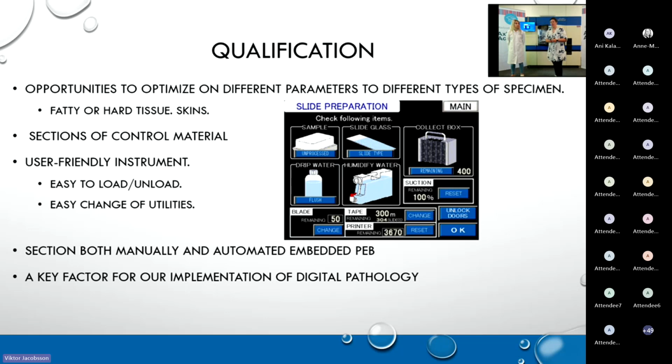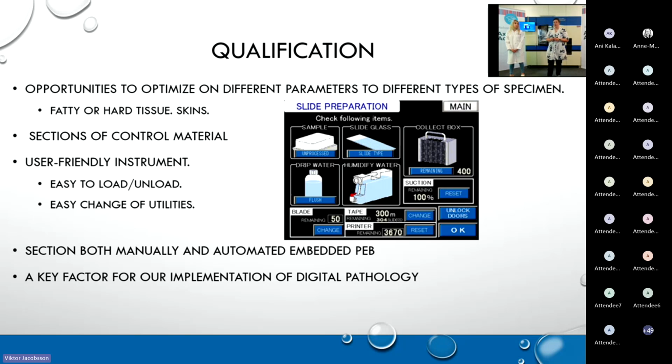A thing that I'm really glad about with this instrument is also the user-friendly interface. It's really easy to load and unload. It's easy to change the utility of it. As you can see in the picture, it's quite intuitive. You just push the button you see, and then the instrument will tell you what to do. So it's easy to train new technologists to use the instrument. You don't have to have 10, 15 years of experience. You could do it as an almost brand new technologist. You just push the button. Exactly, if you have to change the blade, push change, and then you can change the blade.